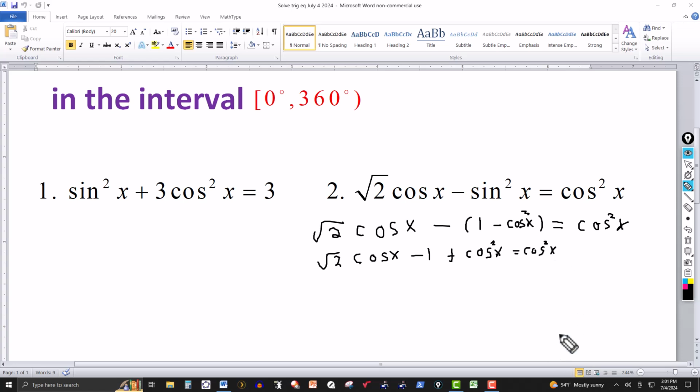So now we can go ahead and simplify this a little further. Notice I have a cosine squared here and a cosine squared of x on this side. Take this over to the other side, and those will cancel. Take the minus 1 over. That leaves me then with square root of 2 cosine of x is equal to 1. Then I can go ahead and divide by the square root of 2. So this gives me cosine of x is equal to 1 over the square root of 2.